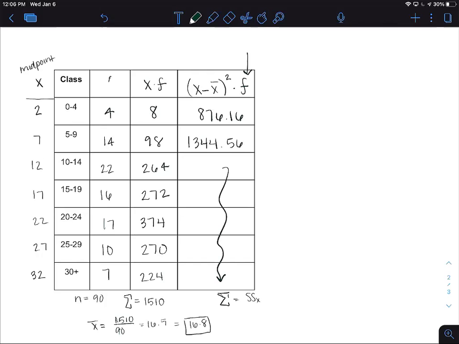So then your sample variance would be that sum divided by, remember, since we're doing sample, we're going to divide by n minus 1, which would be 89. And then to find the sample standard deviation, you're going to take the square root of whatever you get here. Okay. Questions? Let me stop recording.